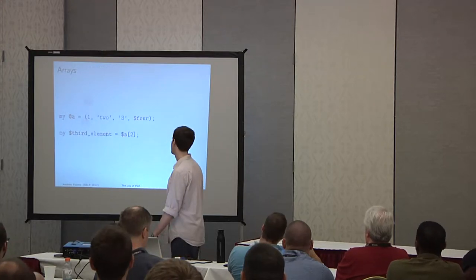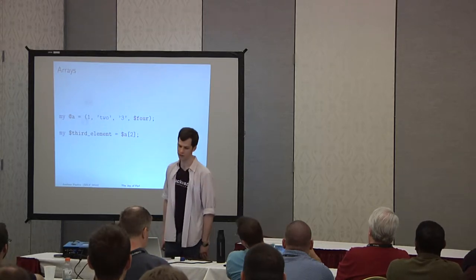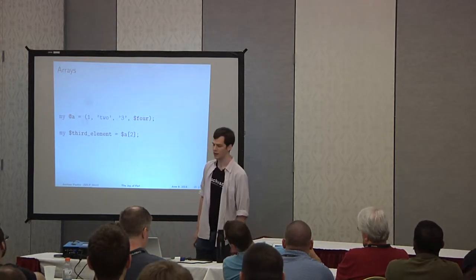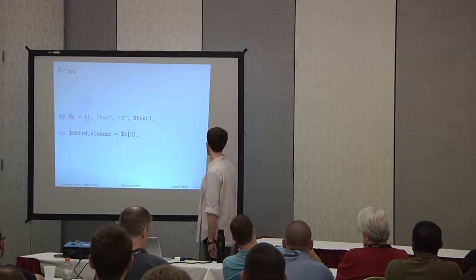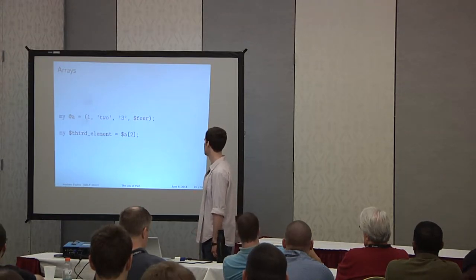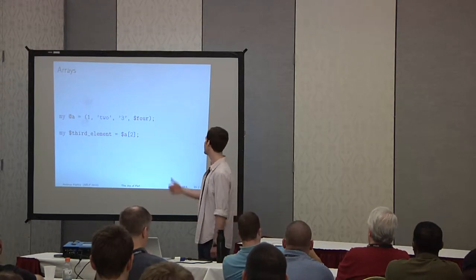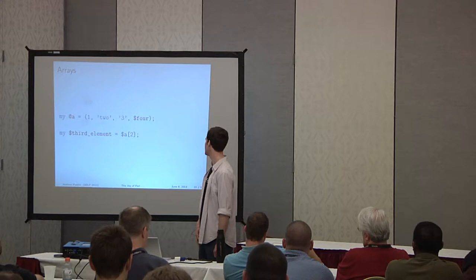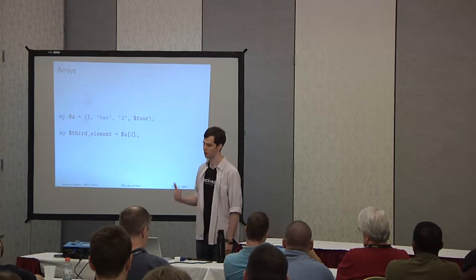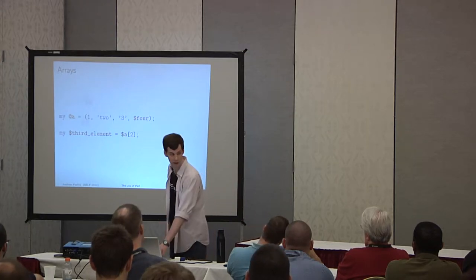Arrays. Arrays are your standard array construct. They're initialized by using parentheses, and they contain any old block of scalars. So I got the one, the string two, the string numeral three, and the scalar value four, and they're zero indexed. To get at them, you just put them into a scalar context and then dereference them like any old C array, like that.